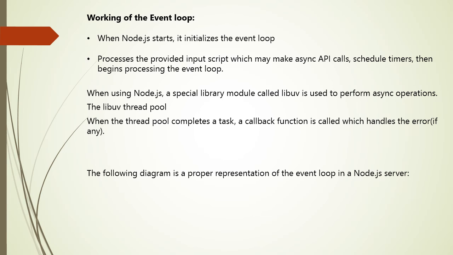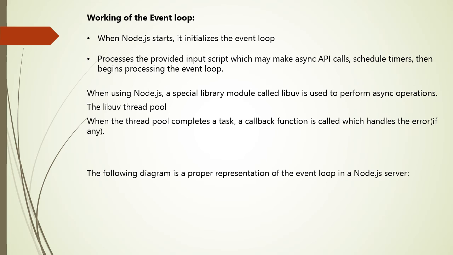Consider now the working of the event loop. When Node.js starts, it initializes the event loop, processes the provided input script, which may make asynchronous API calls, schedule timers, then begin processing the event loop. In the previous example, the initial input script consisted of console.log statements and a setTimeout function which schedules a timer.